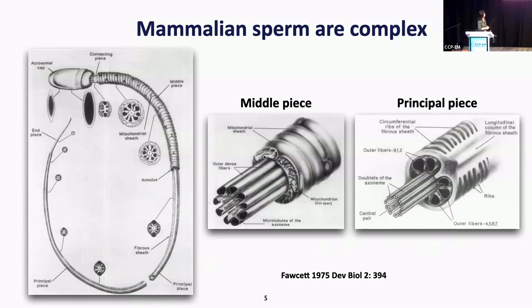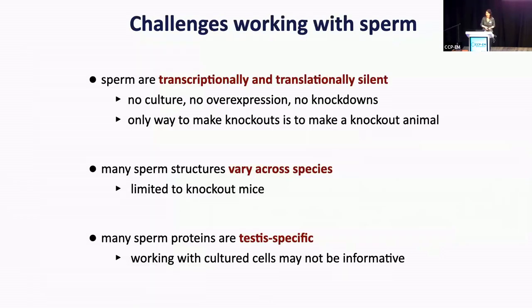Working in sperm brings its own challenges. These cells are transcriptionally and translationally silent, so there are no ribosomes in these cells to average. There isn't a good way to culture or overexpress, so many of the genetic tools that are available if you work on cell culture are not available for us. Also, this is probably one of the most diverse cell types, so what we learn on one species is not necessarily relevant for another species, even though the overall structure seems to be the same.